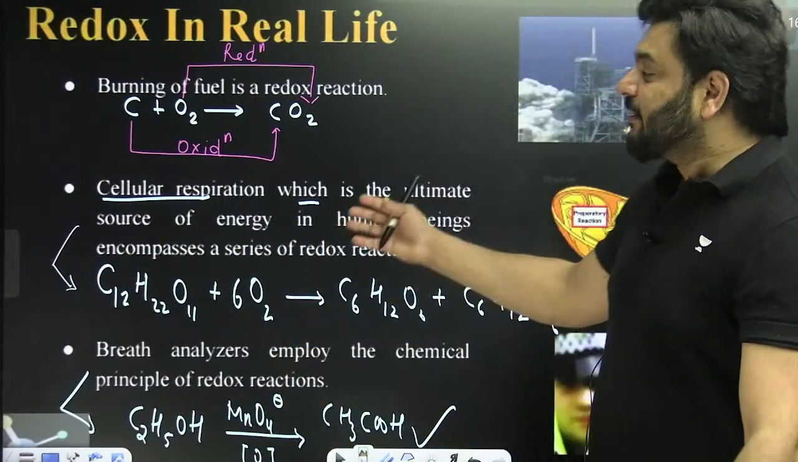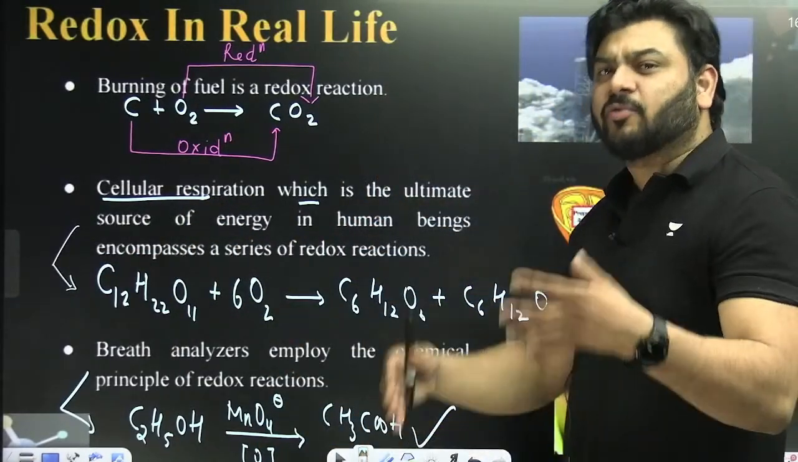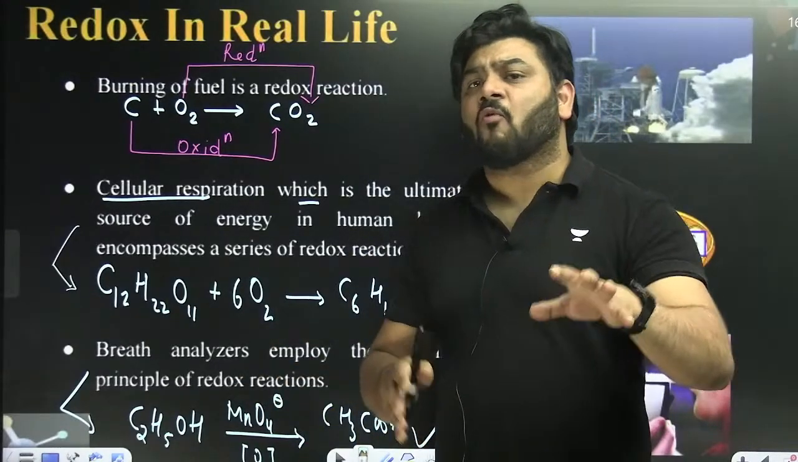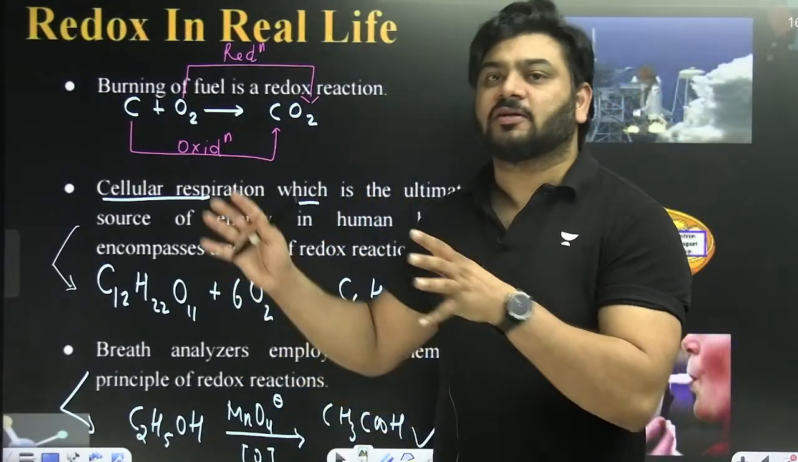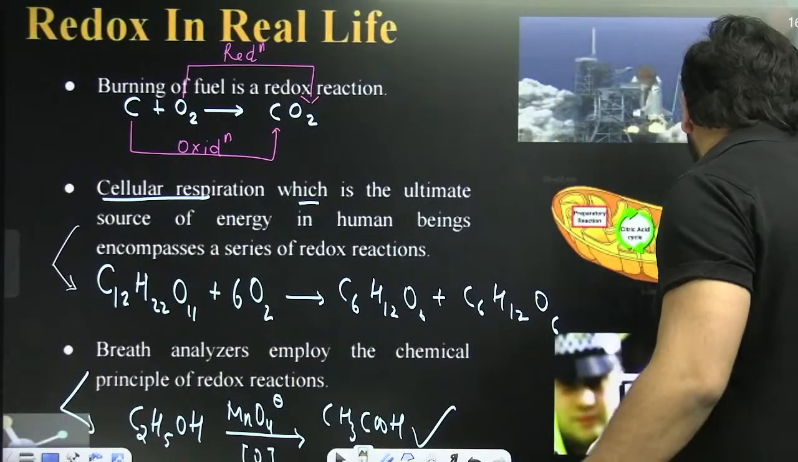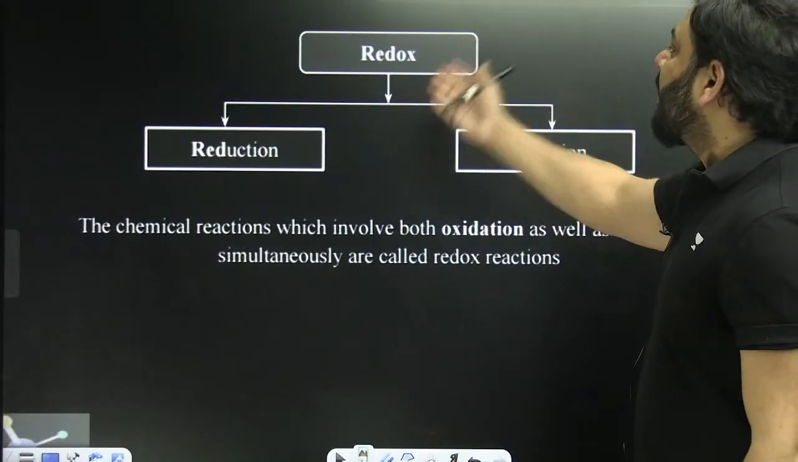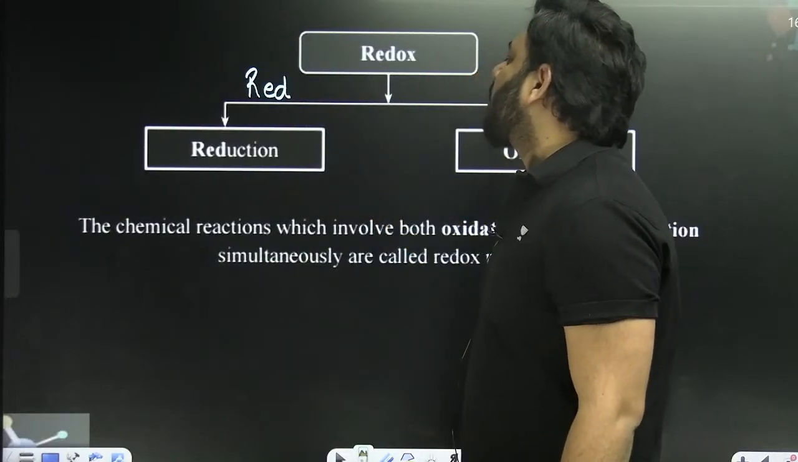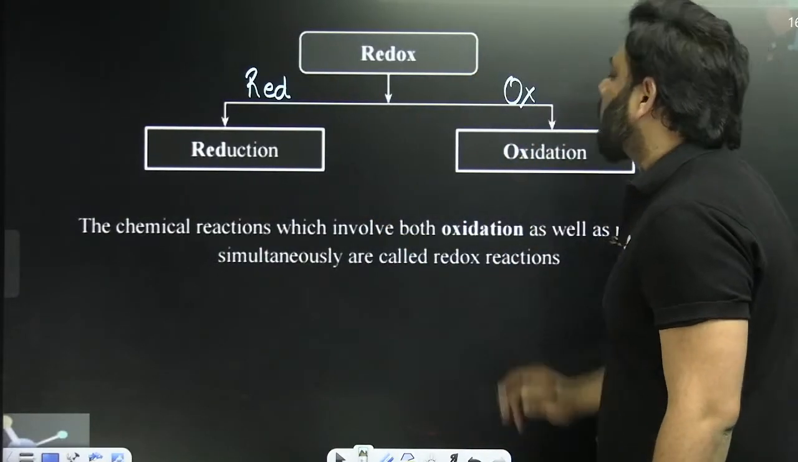So these are all examples from daily life where redox reactions can be seen. Now we must know the exact meaning of redox in terms of chemistry. We have the first definition of redox, that is red plus ox. Red stands for reduction and ox stands for oxidation.